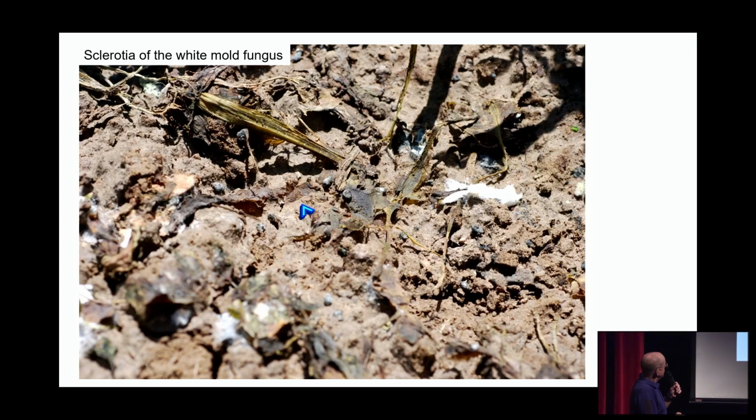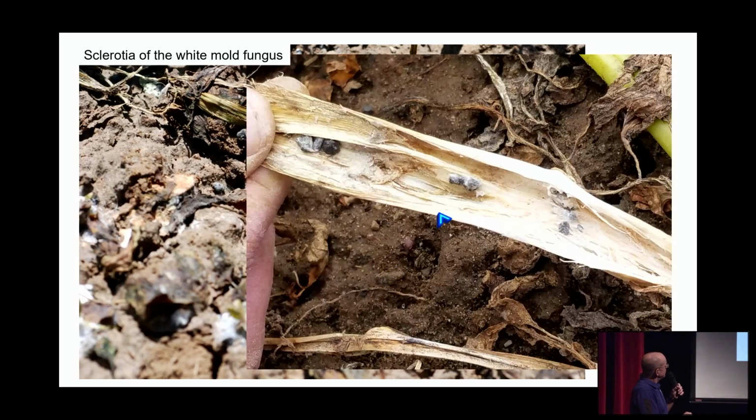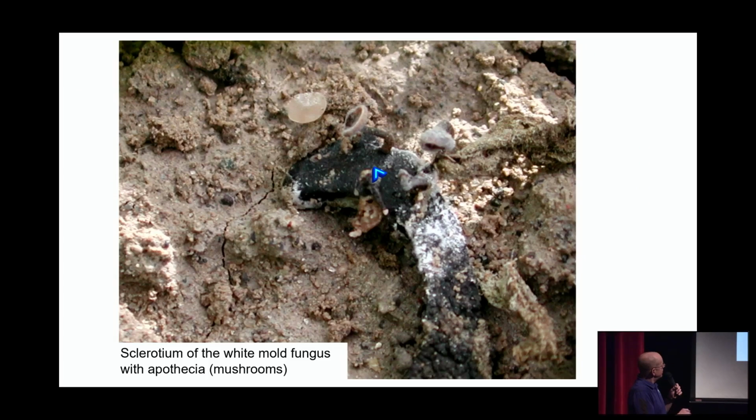These little black dots there and up here, these are the sclerotia of the white mold fungus. So now I've shifted gears back to white mold, and we'll crack open the stem, and you can see these formed inside the stem. And when the stem dies, they drop on the soil. This is one of those sclerotia. We zoomed in really close to see what it would look like. Then here you have this little tiny mushroom or apothecium growing off of it. So these are very, very small.